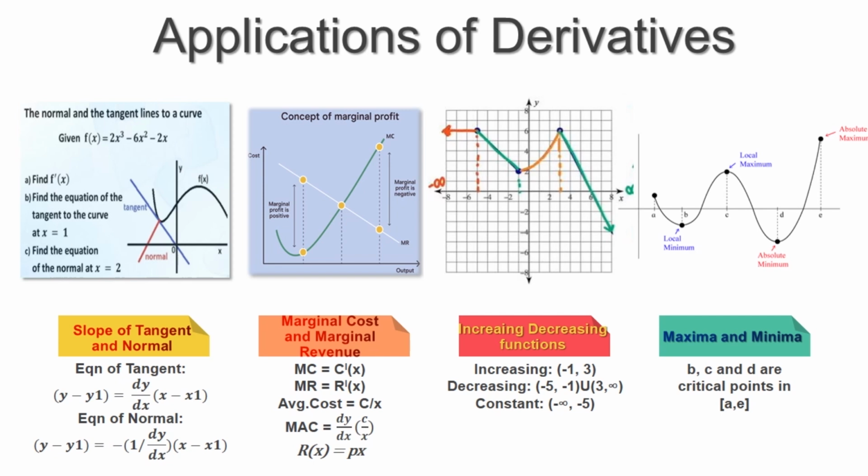When the interval is given to find the absolute maximum or minimum, with those limits, find all the critical points. At the critical points and the limits, you have to find the value of f(x). Among those, the maximum is your absolute maximum, and the minimum is your absolute minimum.